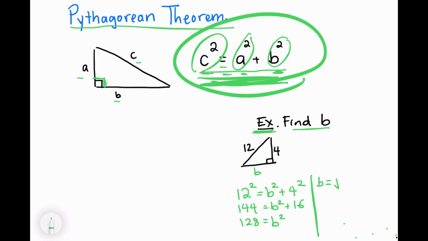So b is going to be the positive square root of 128, which is about 11.3137... And if I round this to 1 decimal place, I notice there's a 1 to the right, so I'm just going to leave this as 11.3 square units.